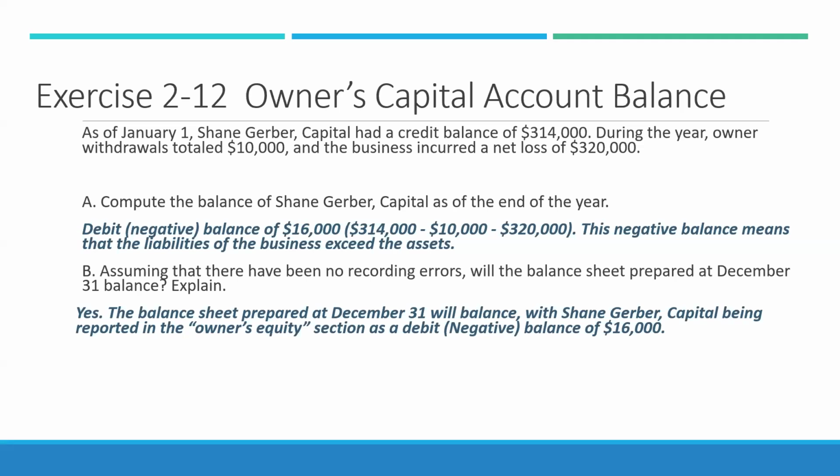So in this scenario, if you had assets of 500,000 and then the liabilities, this is a terrible marker, but if your liabilities are 516 and then your equity is negative 16, right? It's going to equal. The accounting equation is still in balance here. And that's the point of this exercise. I'll erase the other part later.